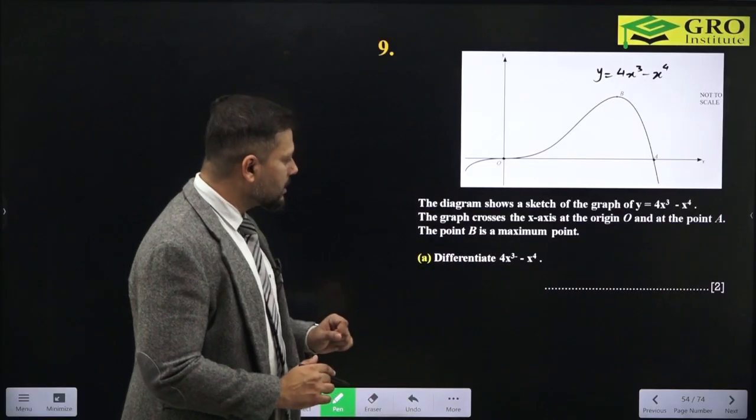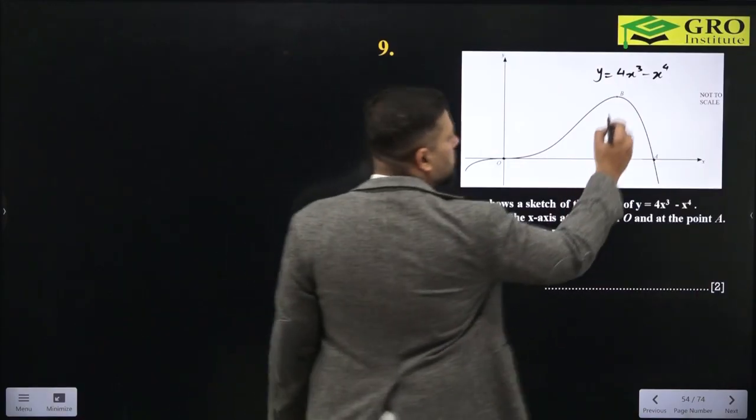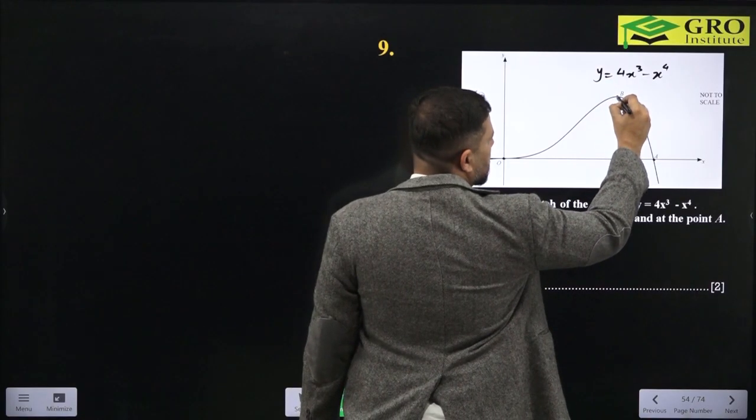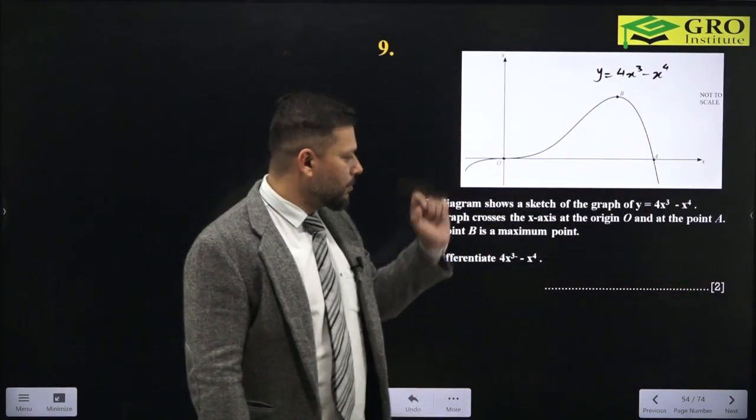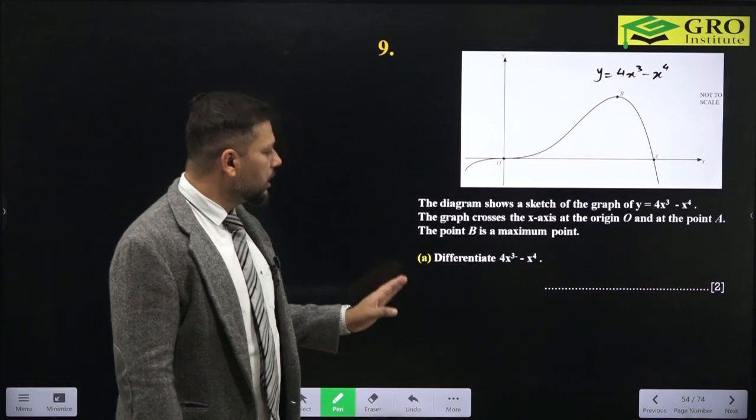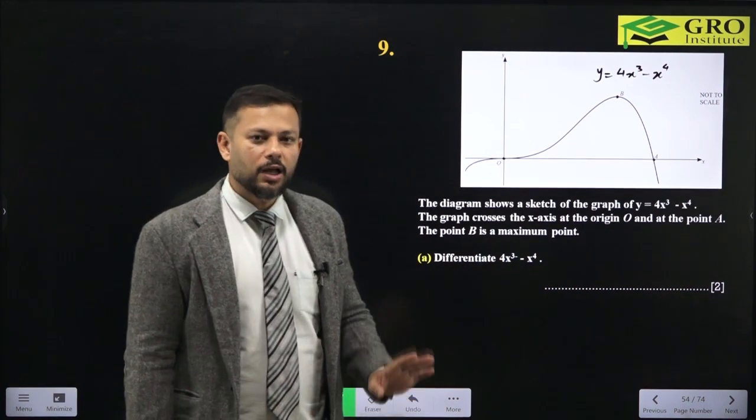Now, what else is given? The point B is a maximum point, guys. We can even see that this is the highest point the graph reaches, so it is the maximum point. So what do we need to do? We need to differentiate 4x cube minus x raised to power 4.